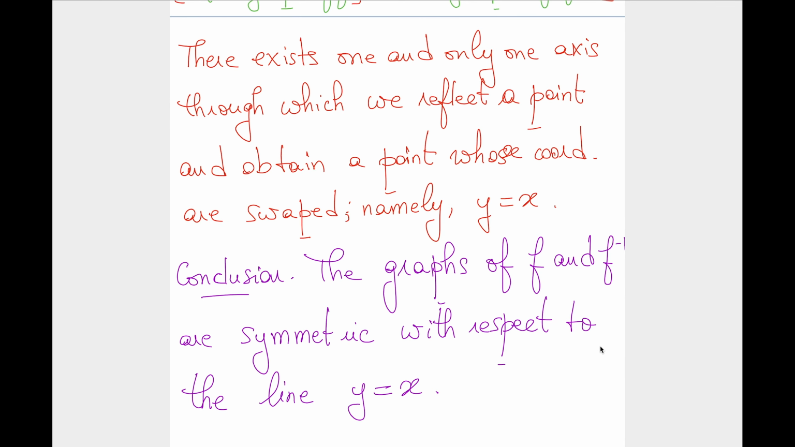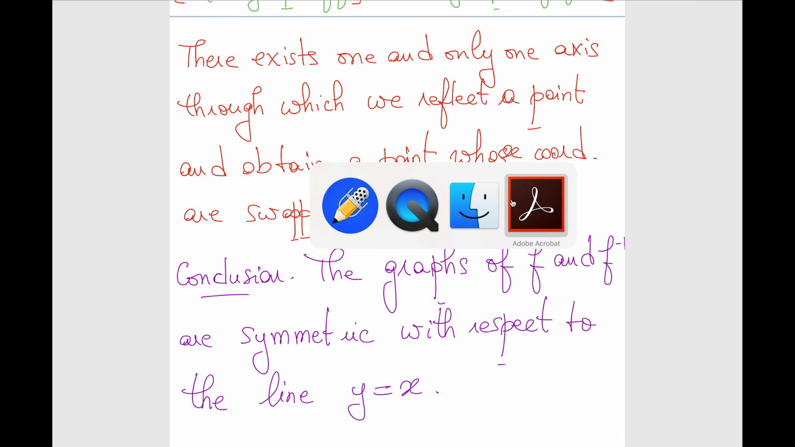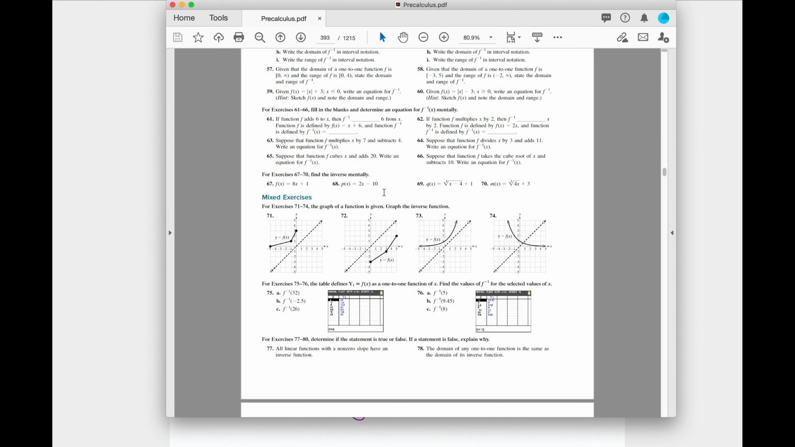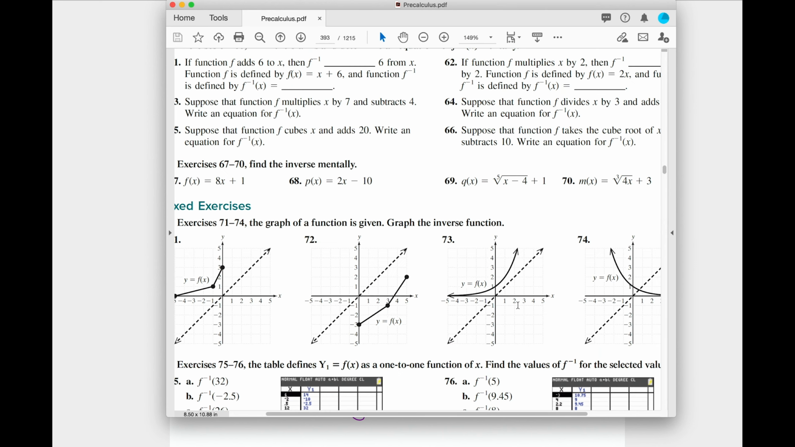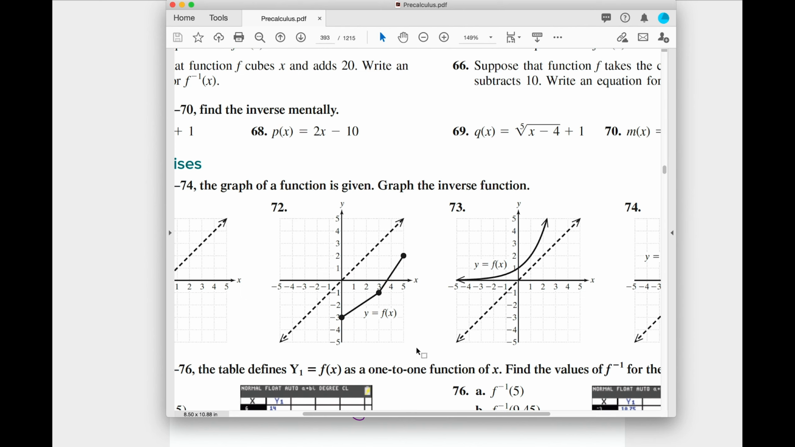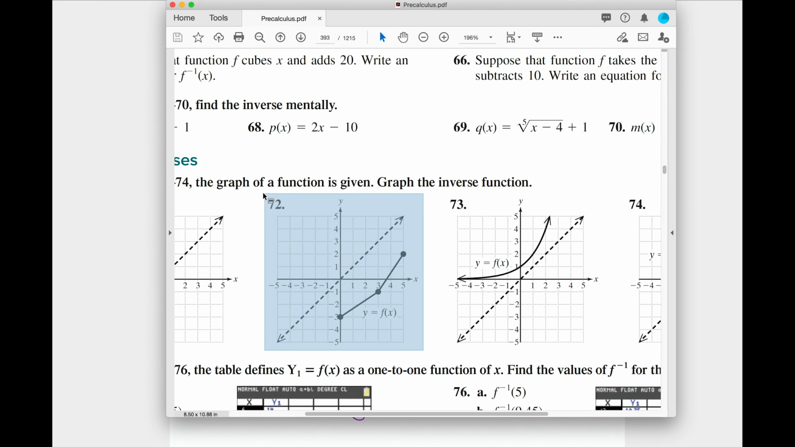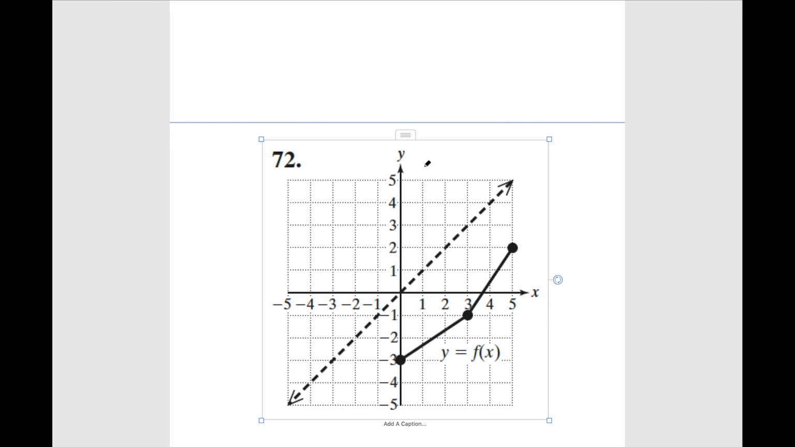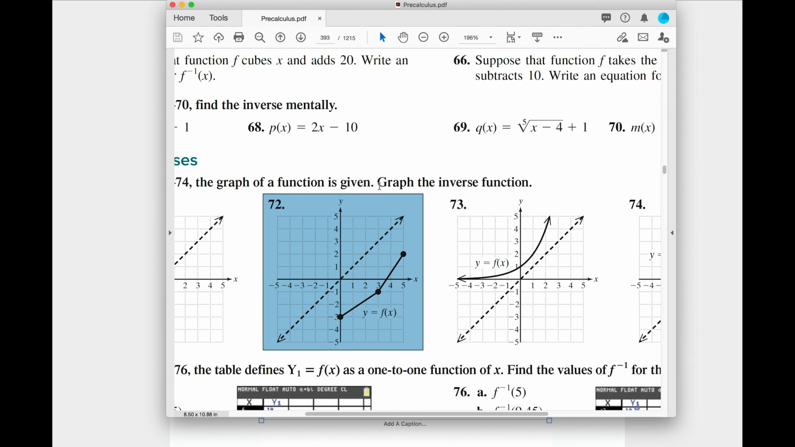Okay, so let's do an example. I see a typo here. All right, let's take an example from the book. Let's go to page 366 and let's choose one of these problems from 71 to 74. How about 72? Let's take a snapshot here. Okay, so the question is, again, graph the inverse function. So this function is f. We need to graph f inverse.